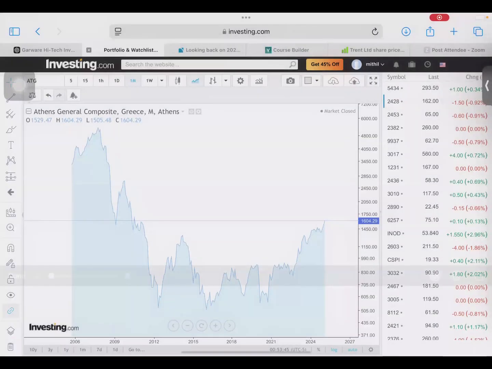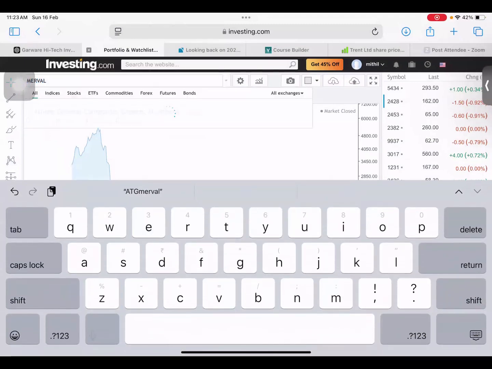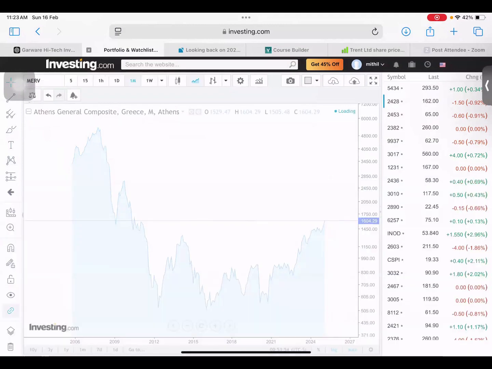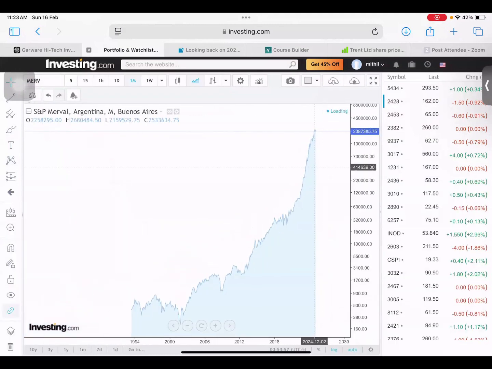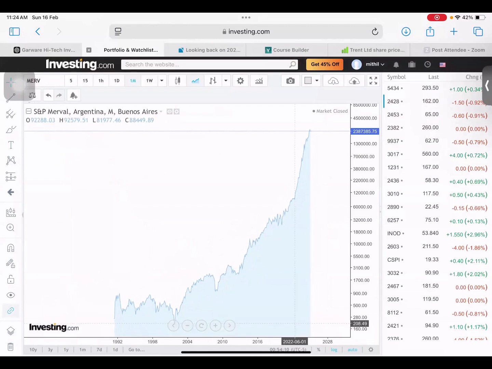And I can show you some indices which have had massive primary bull markets also. This is Argentina Merval, a country which is having a lot of problems with respect to inflation. But look at how the index in a primary bull market has gone from almost about 200 index level. You can see this figure. What is it? It's 2,38,000. No, sorry, 23,87,385. A massive bull market.